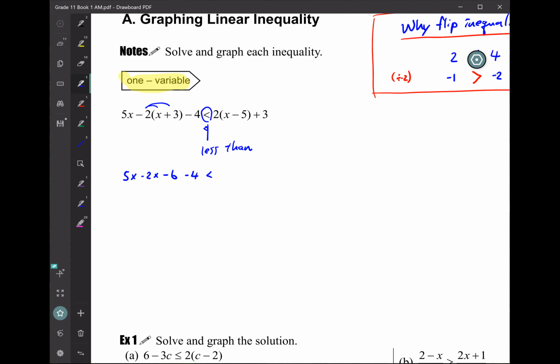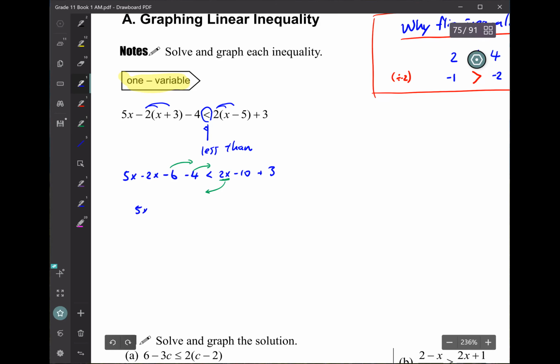And then 2 goes in. So 2x minus 10 plus 3. And to isolate x, let's keep all the x on the left side, okay? Because we usually read from left to right. So we'll move the 2x over, okay? And then that one goes over, okay?